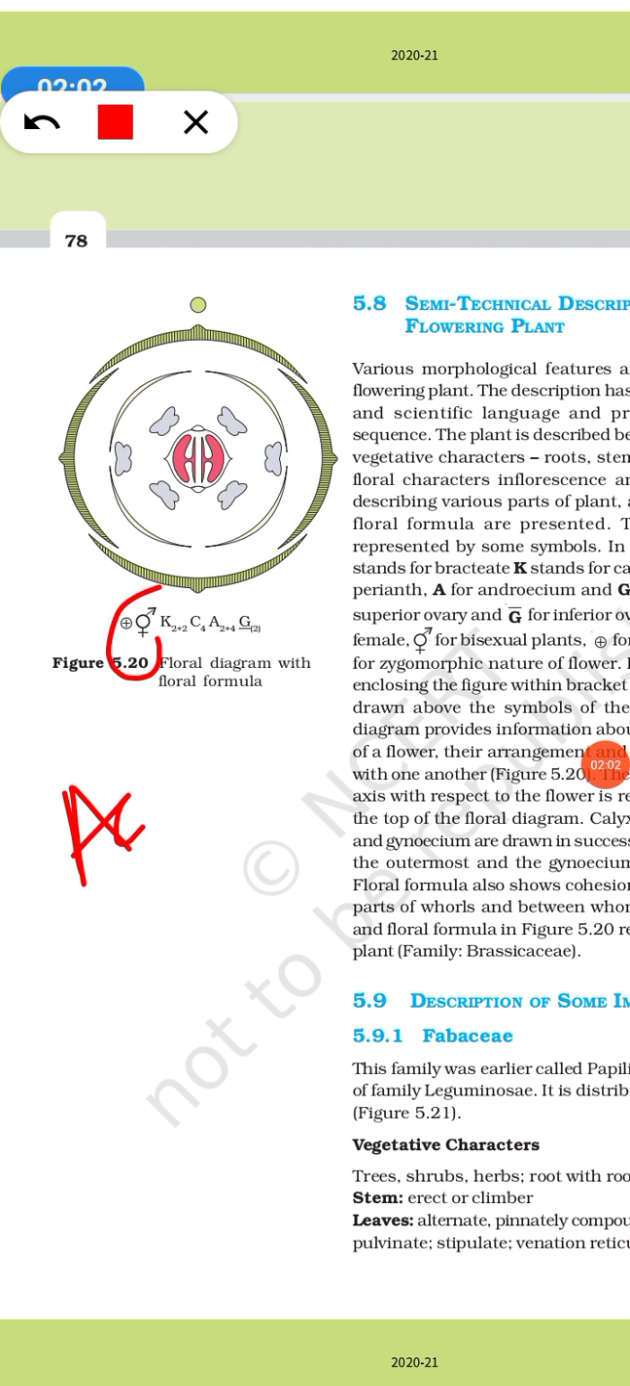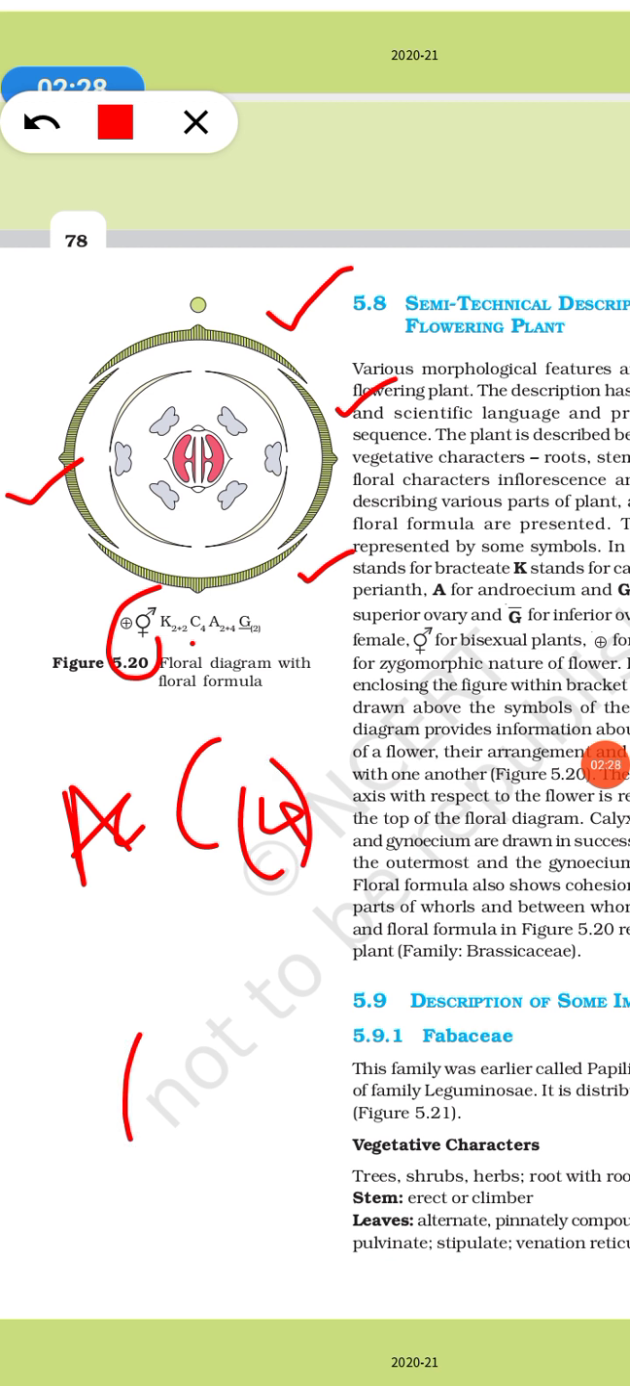you can see the flower is actinomorphic. The flower is bisexual. The next one, calyx is 2 plus 2. So there are 2 calyx which are out and 2 which are in. Then corolla 4, which is not fused. If it is in a bracket, it is fused. If I would have had it like this, then it would be a fused one.